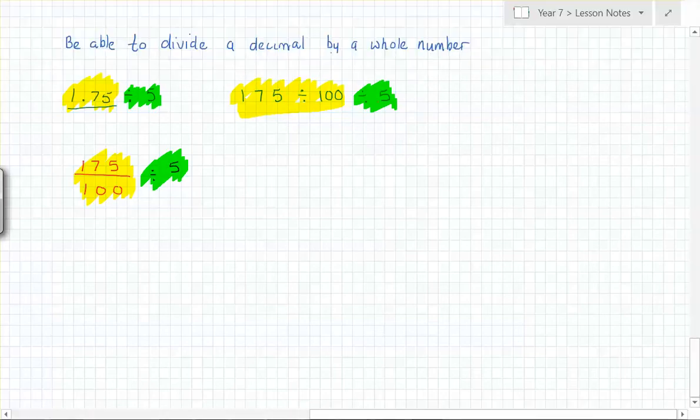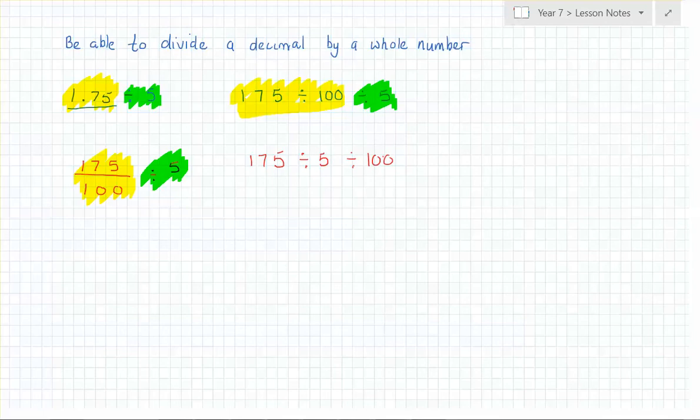Division. Can I do divide by 100, divide by 5, or divide by 5, divide by 100? Can I also do 175 divide by 5 and then divide by 100? Could you divide 5 from 100? No, that's wrong. I'm asking you a specific question. Can I swap that around? What's your reason for that?